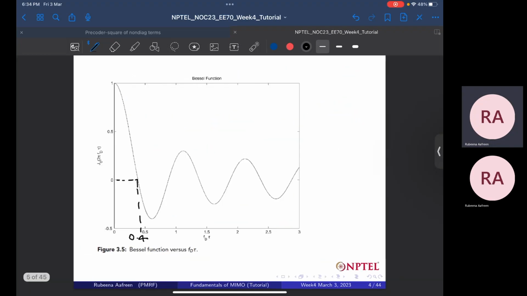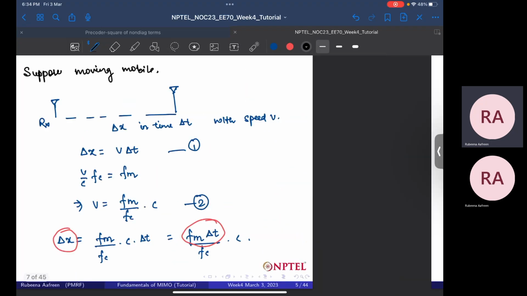Basically, what I want to say is, suppose here you see f_D delta t, this is delta t for our discussions. So f_D delta t is 0.4 for correlation equal to 0.